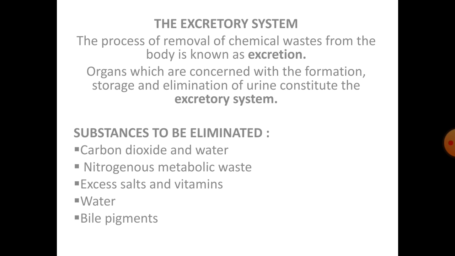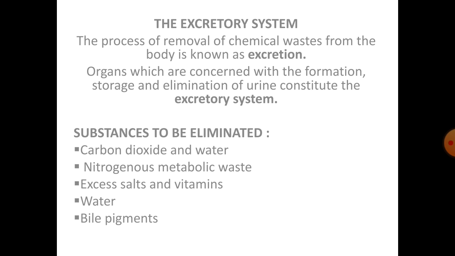Now the first thing is carbon dioxide and water. Carbon dioxide is excreted when we exhale, when we perform the process of exhalation. And the extra water is released out of the body in the form of sweat. Next, the nitrogenous metabolic waste. The nitrogenous waste includes urea, uric acid and ammonia. These are highly toxic for our body.